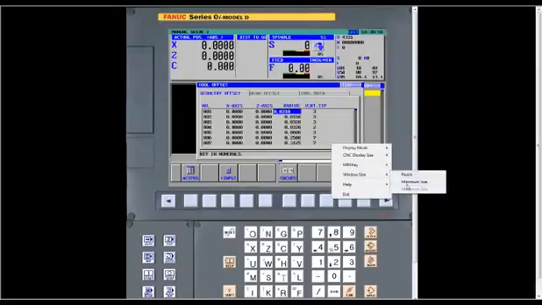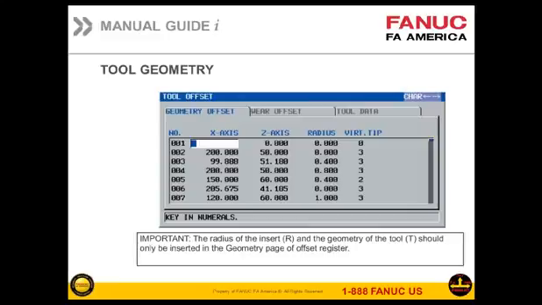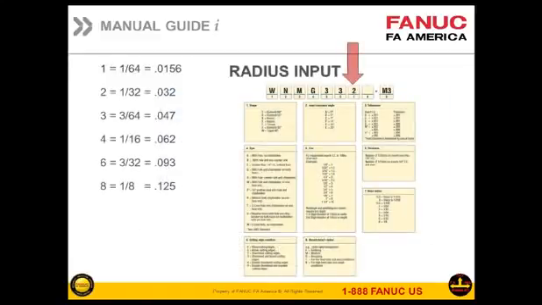We're going to get out of NC Guide for a moment, back into the PowerPoint presentation. Here it's saying tool geometry. Down at the bottom it says the radius of the insert R and the geometry of the tool should only be inserted in the geometry page of the offset register. So it's important you enter those. What it's after in the radius input is the number of the insert that you're putting in your tool; there'll be a number associated with that. Usually it's four letters and then three numbers. The last number is the size of the radius of the tool.